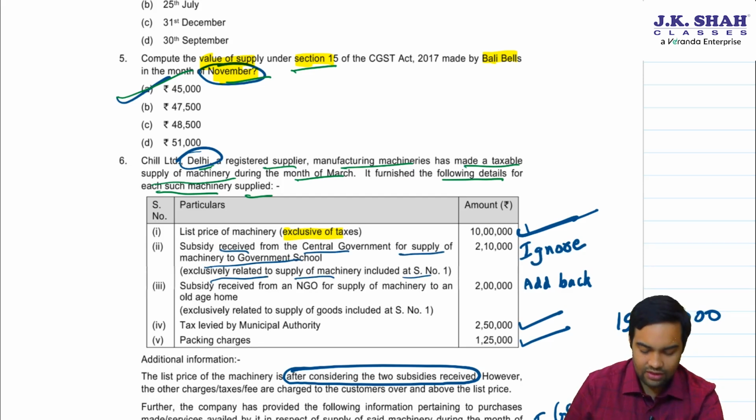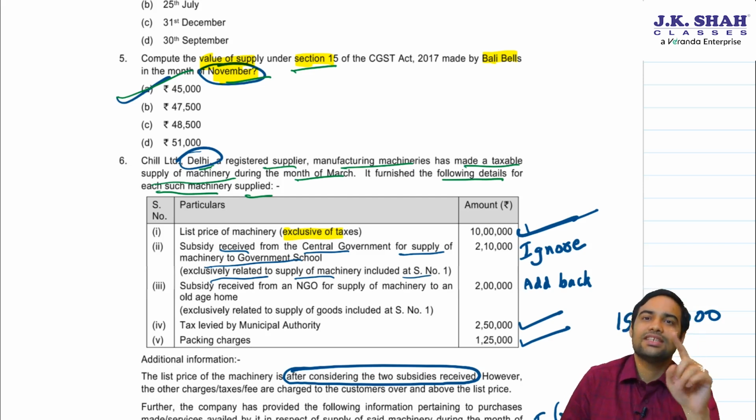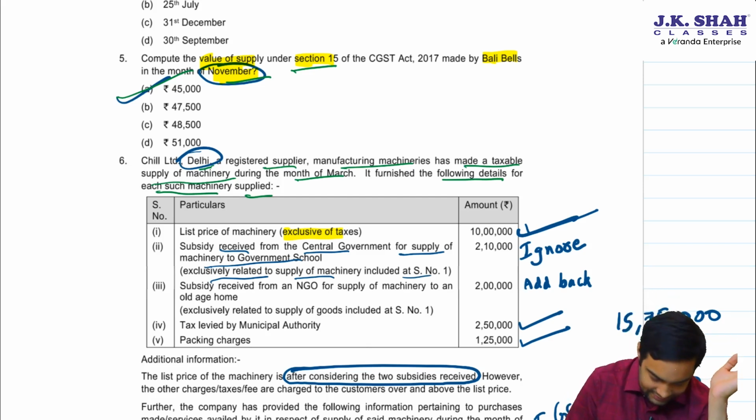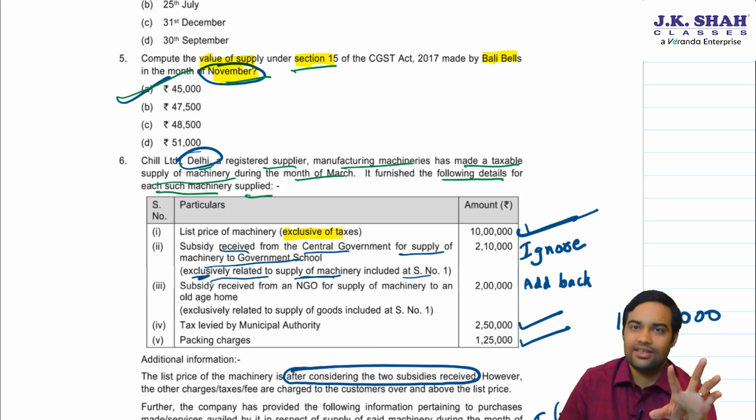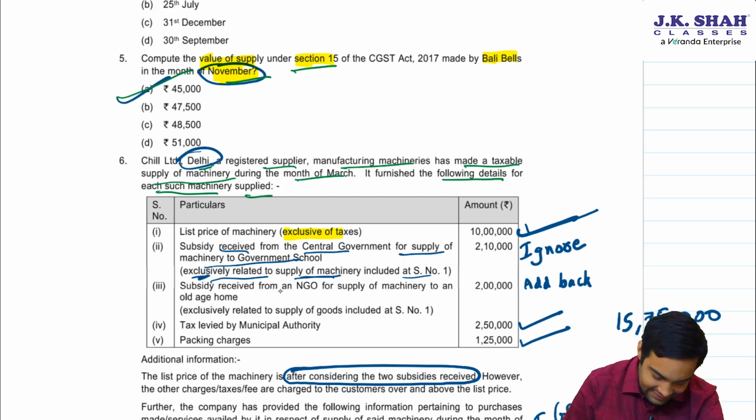Subsidy received from central government for supply of machinery to government school, exclusively related to supply of machine included in one. This does not mean 2 lakh is included in one. It means that it is exclusively for that particular machine which is included in one. The institute is trying to play with English. It's saying it is exclusively for that machine which was included in one. Then there is NGO subsidy, same wordings.